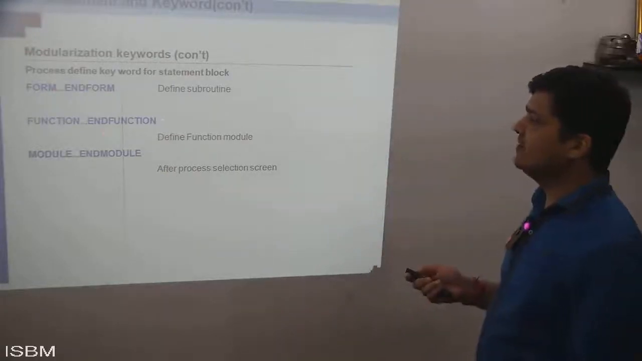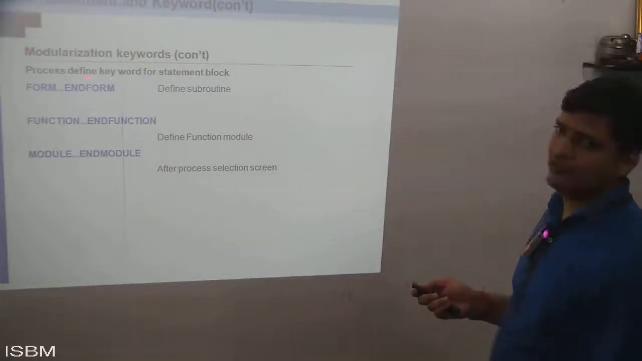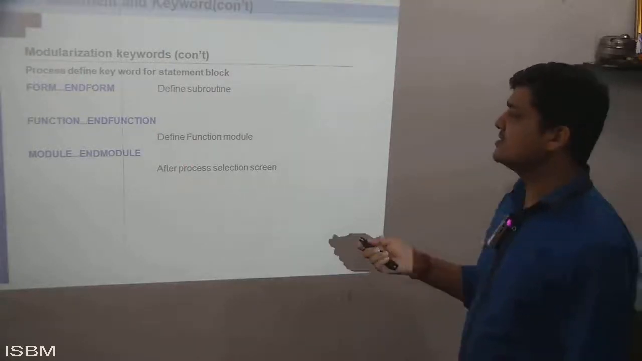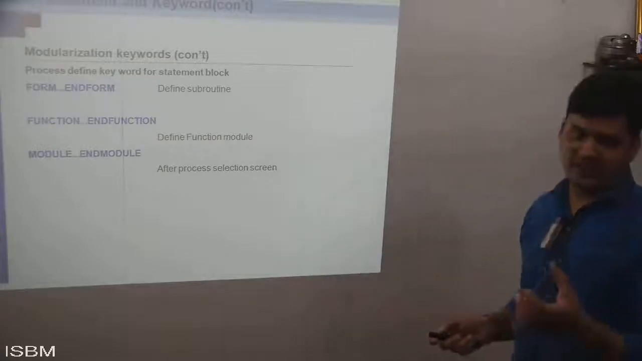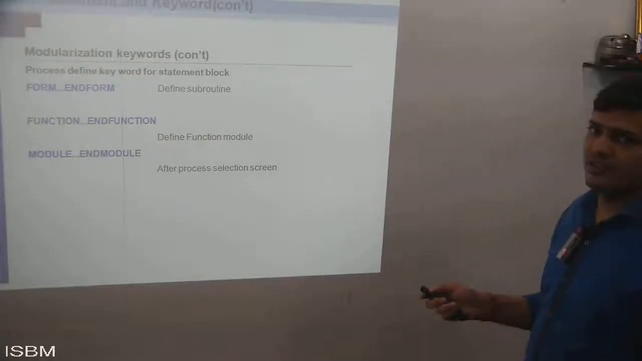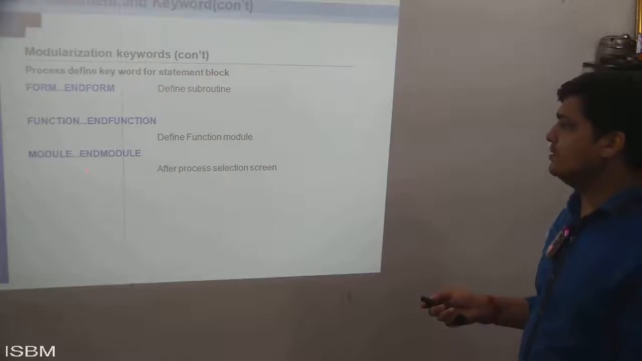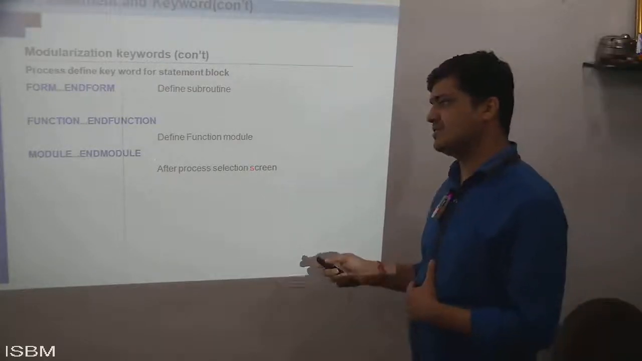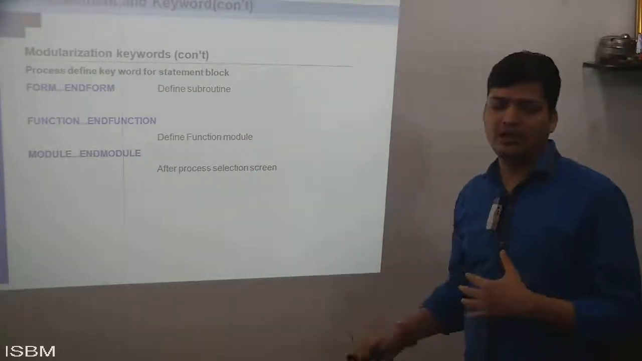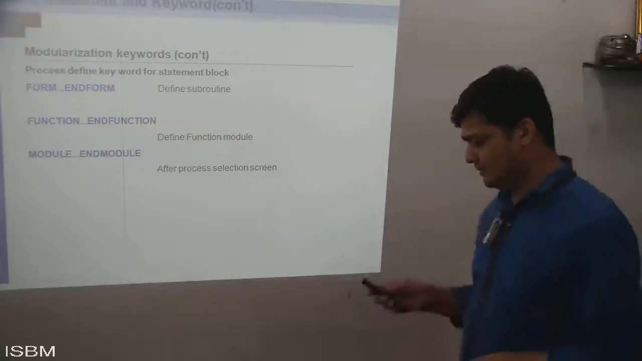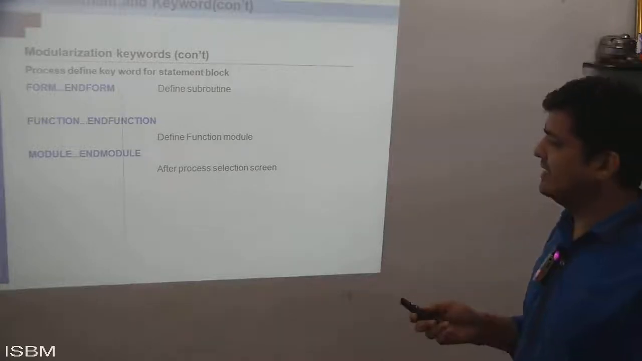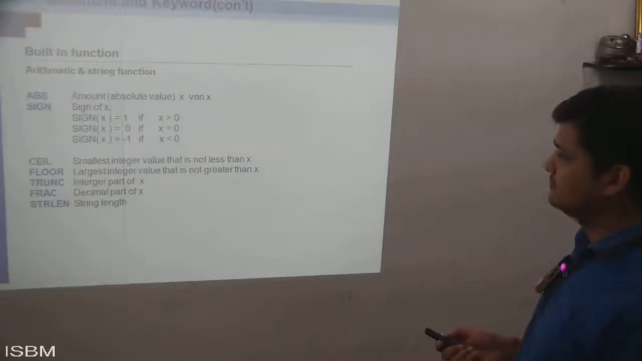And then we have FUNCTION and ENDFUNCTION. What will it do? It defines the function module. If you want to use it, you can use function and endfunction, and inside that you can use the function module. Then MODULE and ENDMODULE, which comes after processing the selection screen. We use module and endmodule most of the time in dialog programming, which we will see in the future.